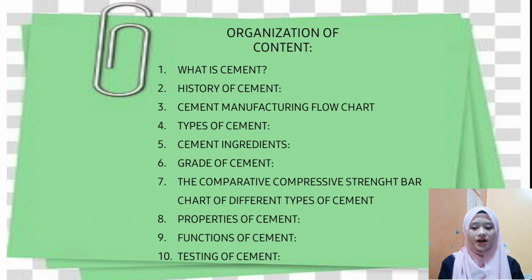Number 7, the compressive strength bar chart of different types of cement. Number 8, properties of cement. Number 9, functions of cement. And number 10, testing of cement.